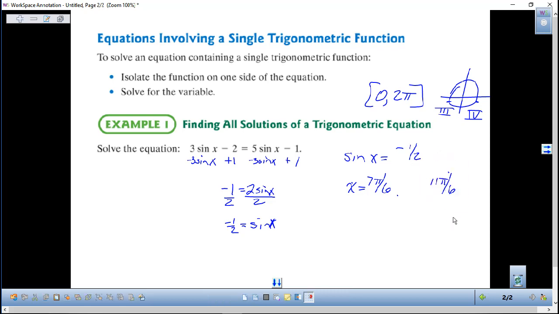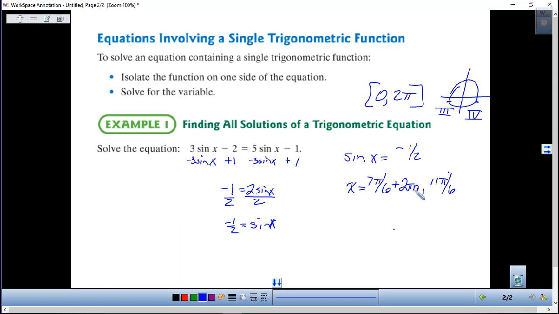Let me slide that over just a bit. And you're going to add the period, 2 pi times n, where n is just going to be an integer. It's a counter, like 0, 1, 2, 3, 4, all those. But that's just saying 7 pi over 6 and every other rotation around to get back to the same place that I have. 2 pi n, if n is 0, I'm at 7 pi over 6.